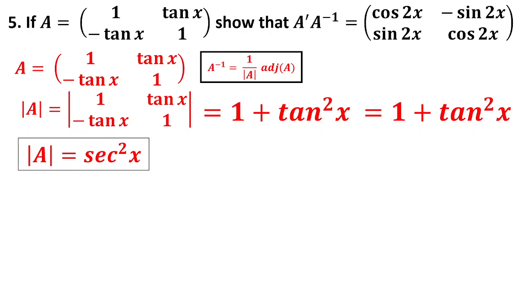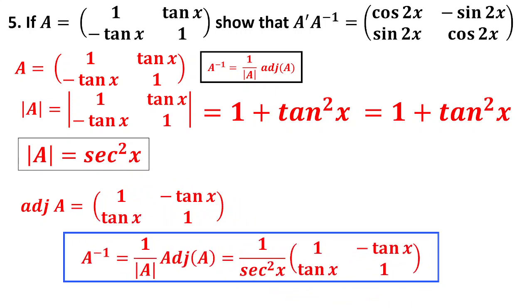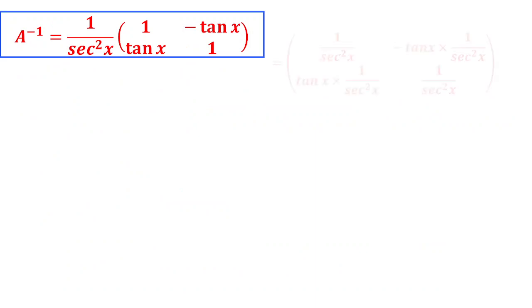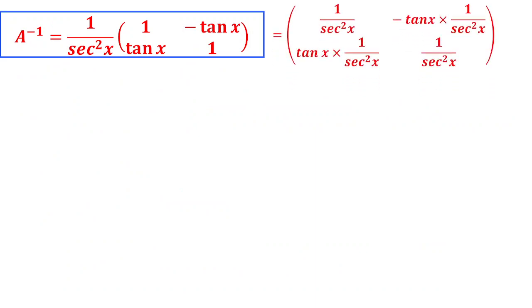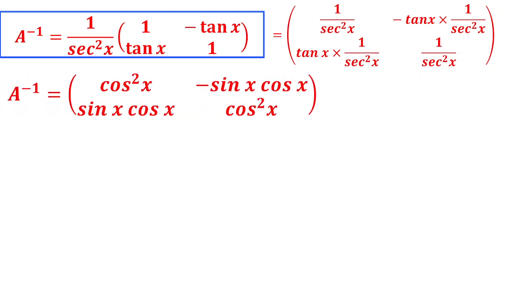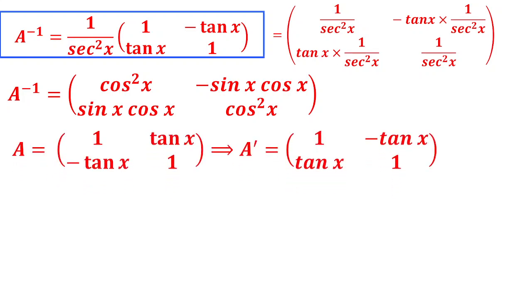I am keeping it ready. Now I need the adjoint. How to get the adjoint? We have already seen it: interchange the places of the main diagonal elements and change the sign of the minor diagonal. Therefore 1 1 and minus tan x and tan x. Therefore what is A inverse now? 1 by secant square x into 1 minus tan x and 1. I am bringing that secant square x inside. All of you know that tan x is sin by cos, and secant square is 1 by cos square. When I do this calculation, I get A inverse as cos square x, minus sin x cos x, sin x cos x, cos square x.